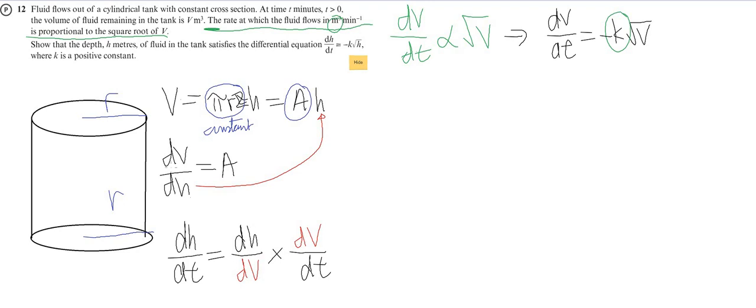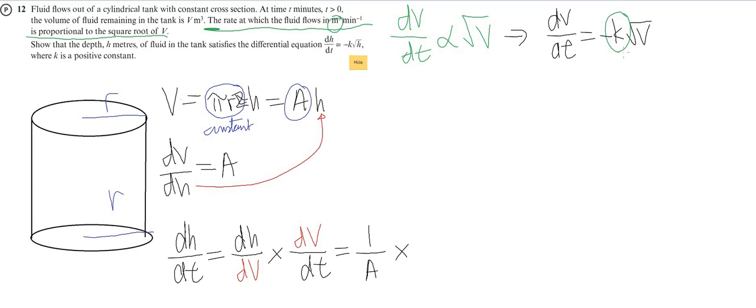Right, so now we know what we want. We've got dV by dH here, and I want dH by dV, so we can write that as the reciprocal. So I'll put 1 over A, and that's going to be multiplied by dV by dt, which we need to find. So dV by dt is minus k times the square root of V.